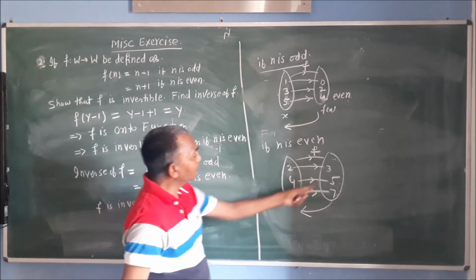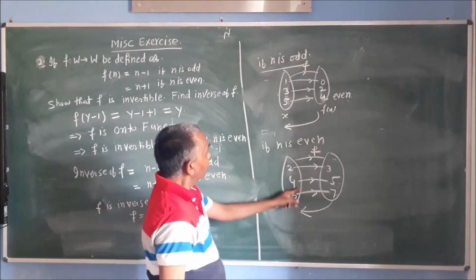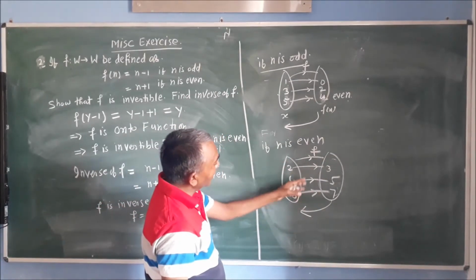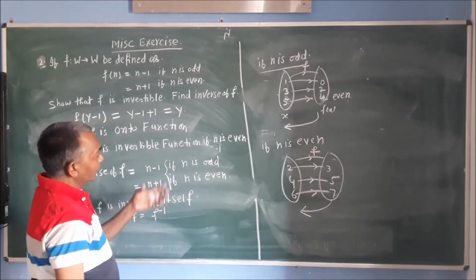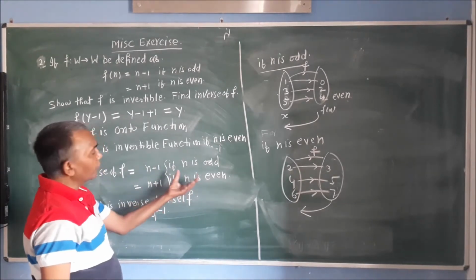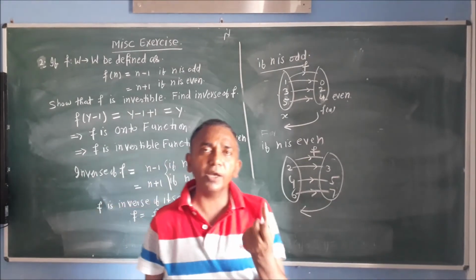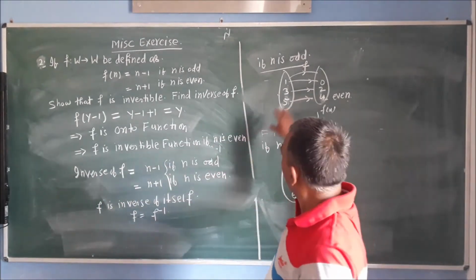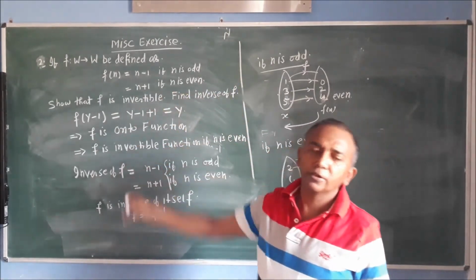So if this function is odd, you will get this value by subtracting 1. So this is the same number. I have written here the same number. So we can say that this function is invertible. It is the inverse of itself. This function will be invertible only when it is the inverse of itself. So see the example, and this example clears up the details of this problem.